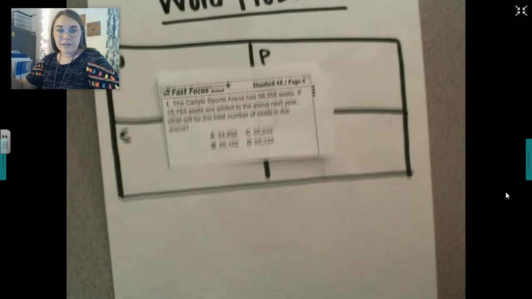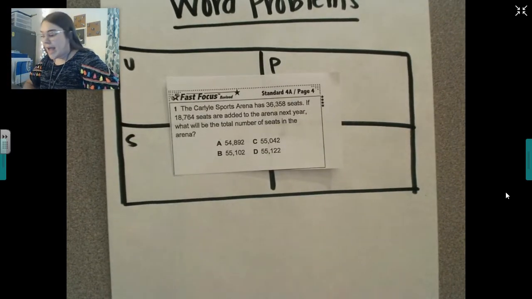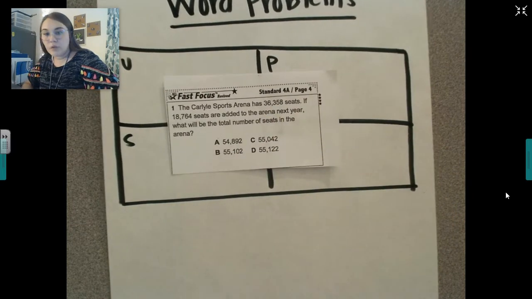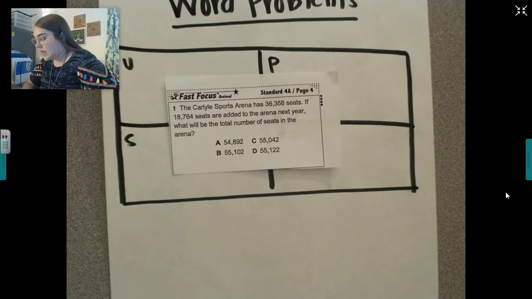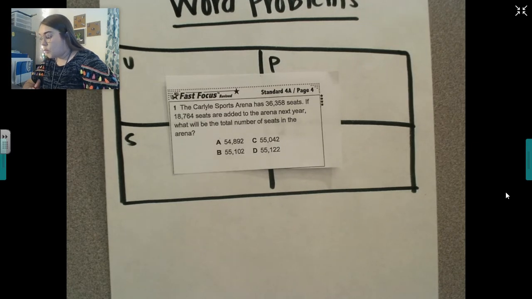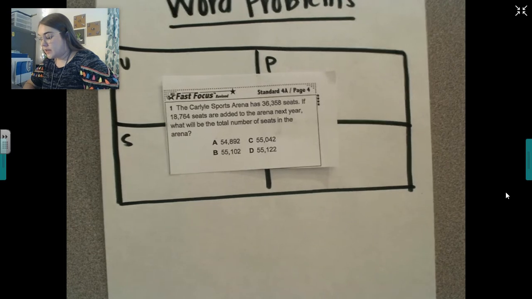The Carlisle Sports Arena has 36,358 seats. If 18,764 seats are added to the arena next year, what will be the total numbers of seats in the arena?